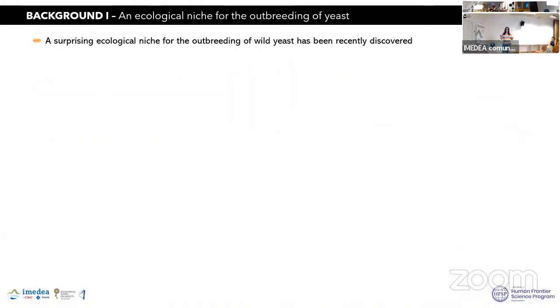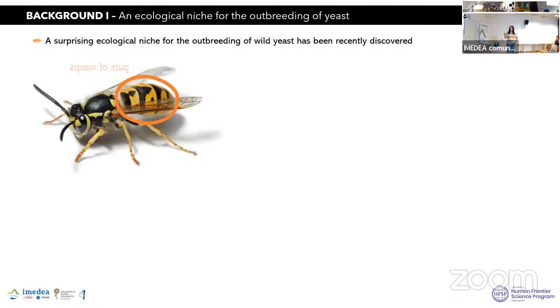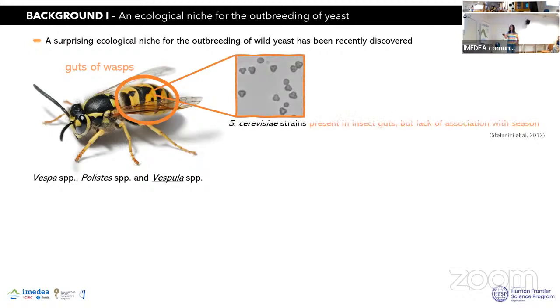Okay, so this thought was changed when colleagues of ours just discovered an ecological and surprising niche for the outbreeding of yeast: the guts of wasps, okay? This is an image of Vespula, one of the genera that harbor Saccharomyces cerevisiae strains. They discovered that Saccharomyces cerevisiae strains were present in the wasps, but there was a lack of association with seasons. So they stay there during all the year, okay?